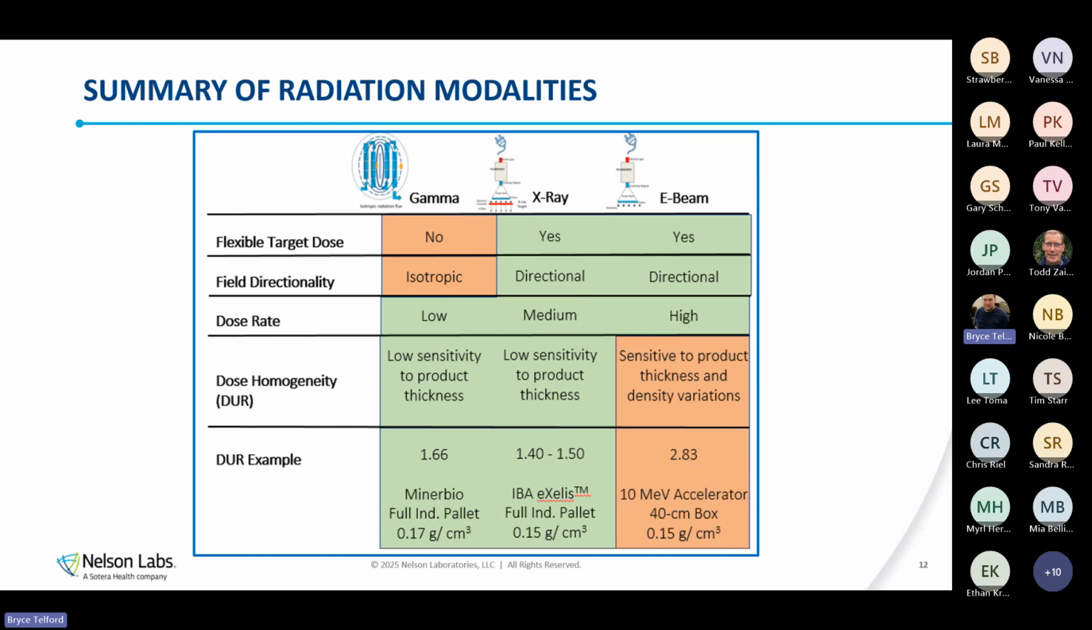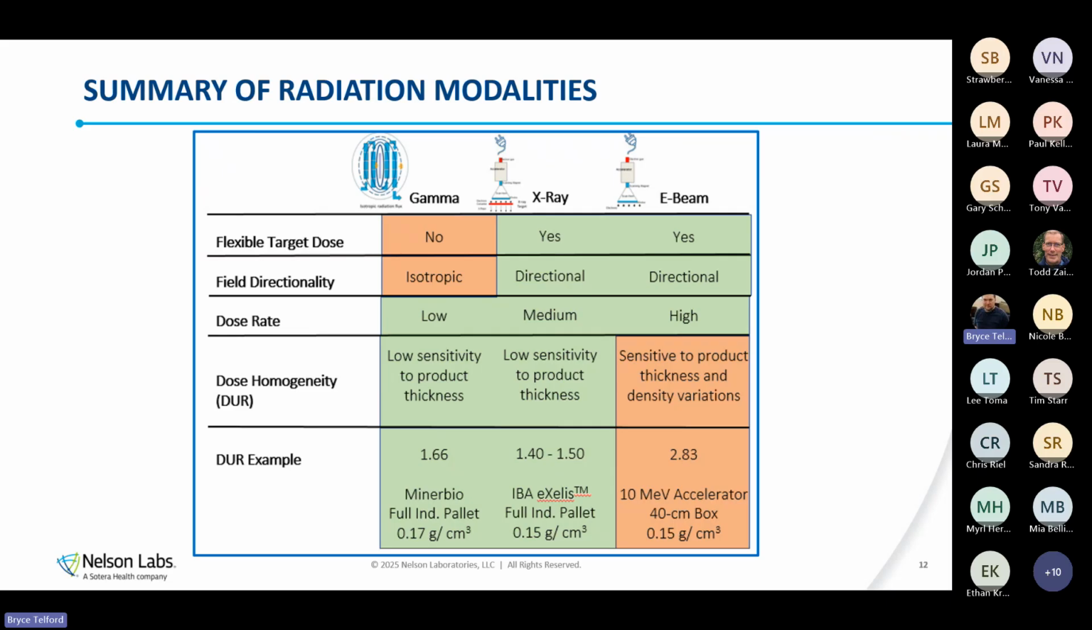Generally speaking, you're just going to change your time. Field direction: gamma's going off in every direction, and we're just trying to surround and absorb that. X-ray does tend to be directional. E-beam is directional. That can have some advantages, but that also does mean that we want to ensure that our product configuration is controlled. So dose rate, just like we were saying, low, medium, high. Gamma has a really low dose rate, E-beam has a really high dose rate. So one's slow, over the course of hours, one's fast, over the course of seconds to minutes.